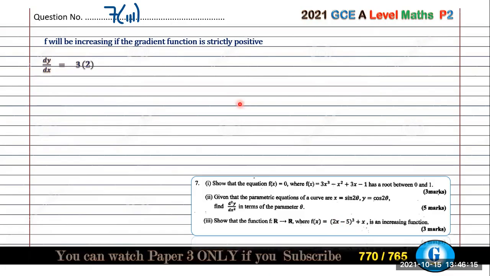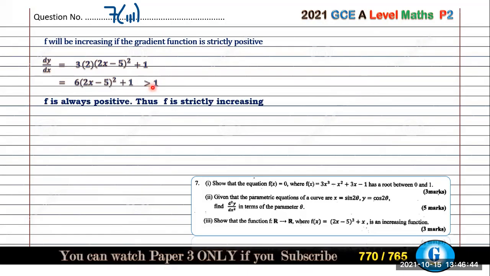Now times the function itself and subtract 1 from the power. So times 2x minus 5 to the power 2. And when you differentiate x, you have 1, right? Now when you look at this function, this 2x minus 5 squared is always positive. 3 is positive, 2 is positive. So all of this function is always greater than 0. In fact, the smallest value that this function can take is when this is equal to 0, and that smallest value is 1. So this function is always positive. Therefore, f is strictly an increasing function. So f is strictly increasing.